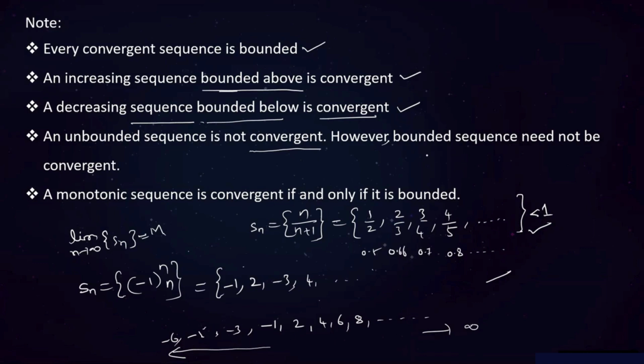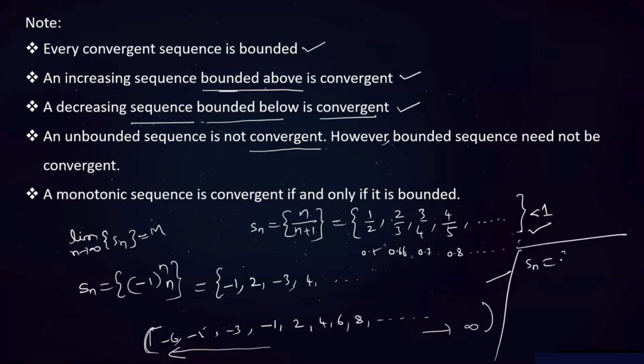No, it is not so. Even when you are given a bounded sequence, it need not be convergent, right? I'm saying when it is unbounded clearly on either side, it is definitely not convergent. But what if it is bounded? See what happens here. I'll just take one example.